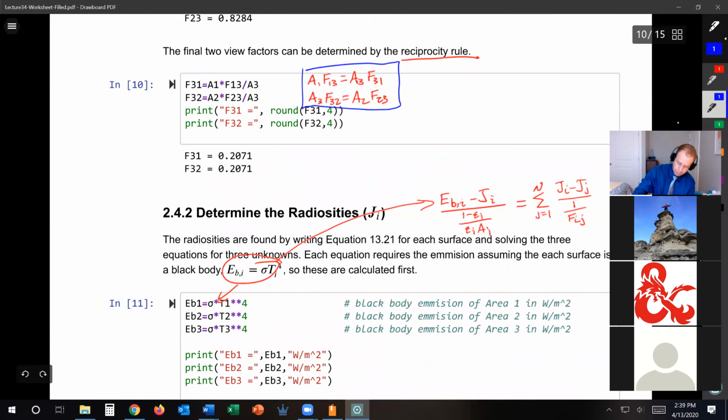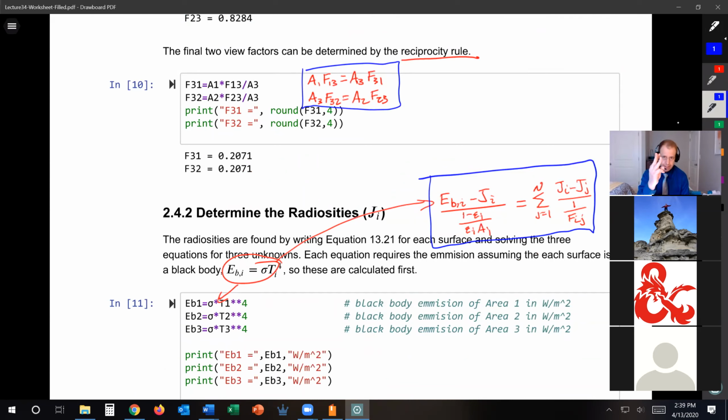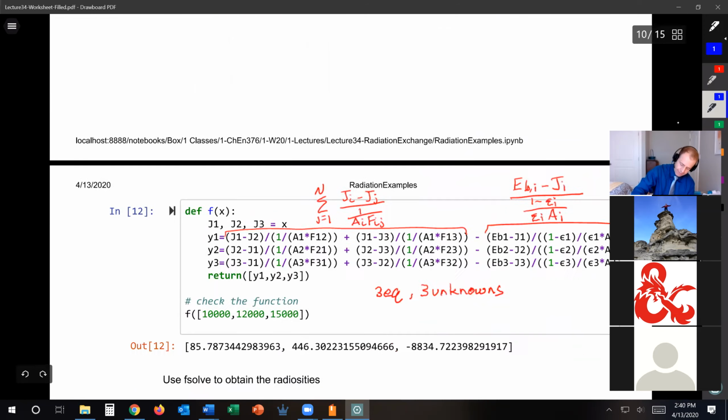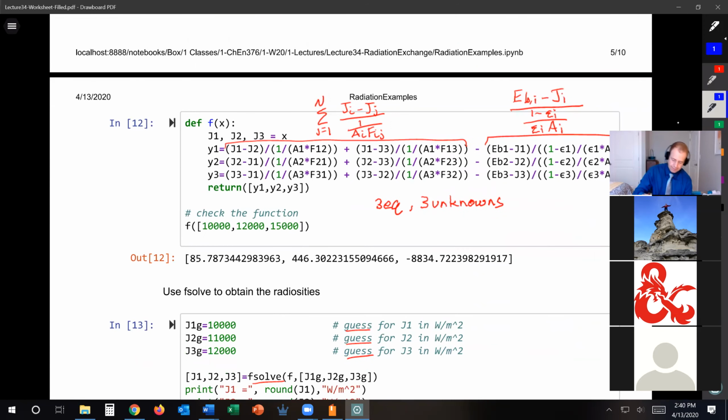Step 2, I need to write one of these equations for area 1, area 2, area 3. Notice that EB is found in each one of those equations, and that's just as if it was blackbody radiation. You know how to do that, sigma times T to the 4th. I calculate those out first, sigma T1, T2, T3 to the 4th. And now I'm going to write 3 equations, 3 unknowns. I'm going to subtract the left-hand side from the right-hand side. This side is the summation of the J's. And remember, I don't know the J's. Those are my guesses. I've got to solve for those. But I know areas, I know Fij's, I know EB, and I know epsilons.